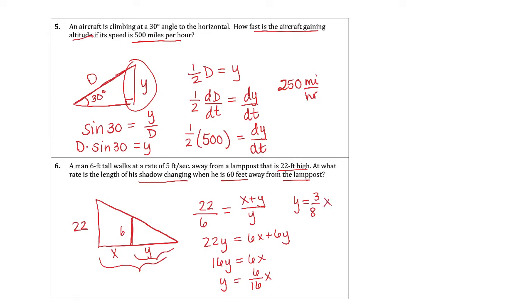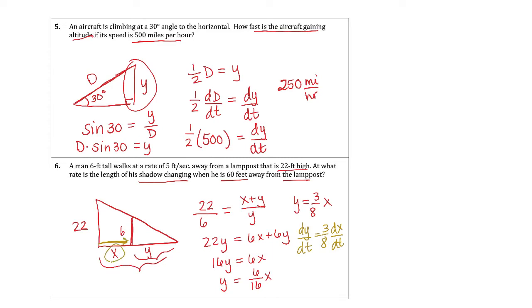Now let's talk about the rate of change of those, because both sides are changing. So if we do our derivative, we're going to have dy/dt equals 3 over 8 dx/dt. And so notice that the man walks at a rate of 5 feet per second away from the lamp. So he is walking away from the lamp. So that's the rate of change for x.